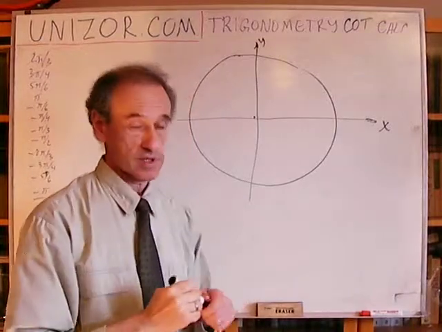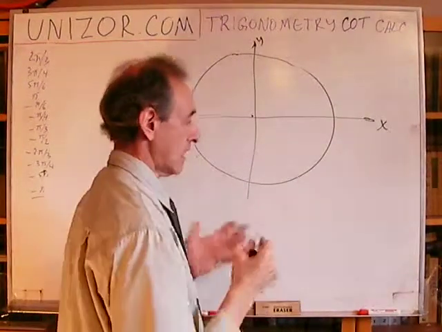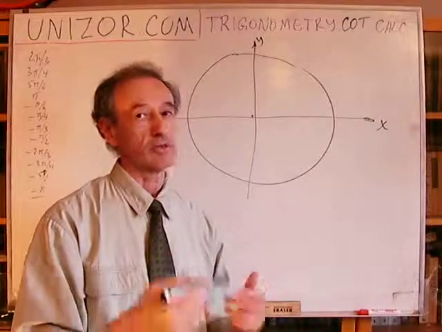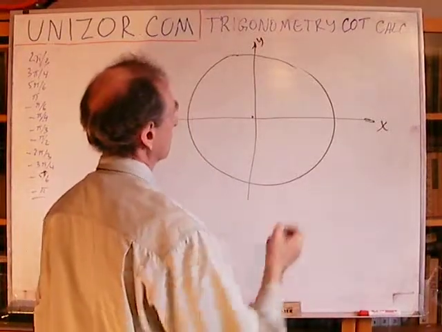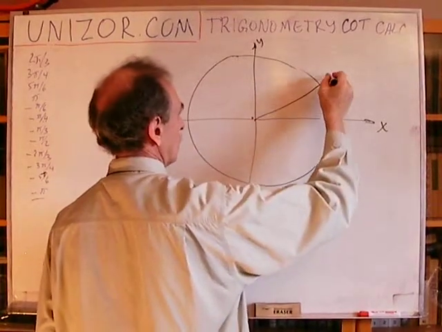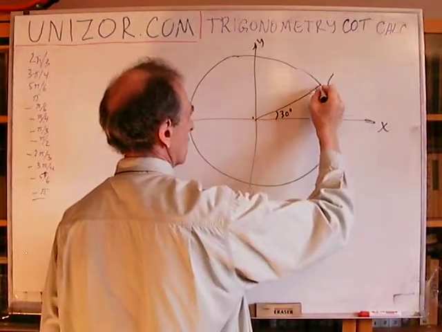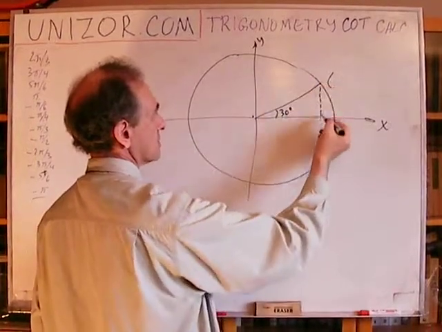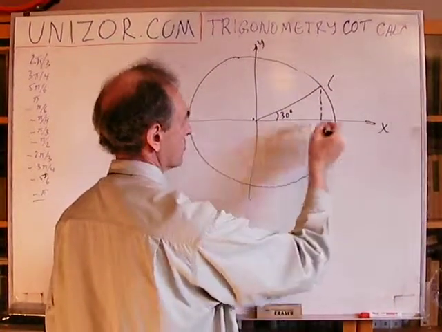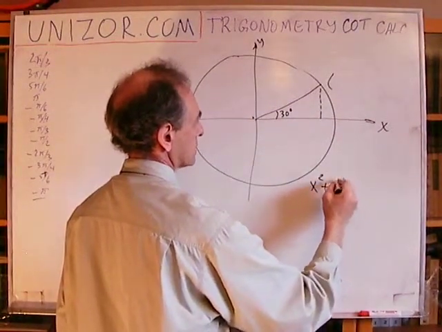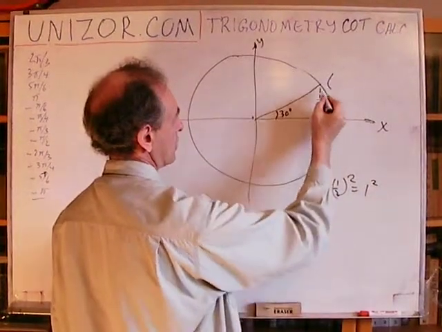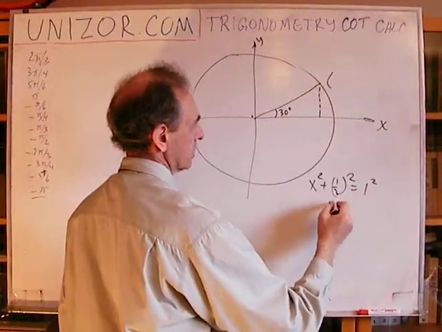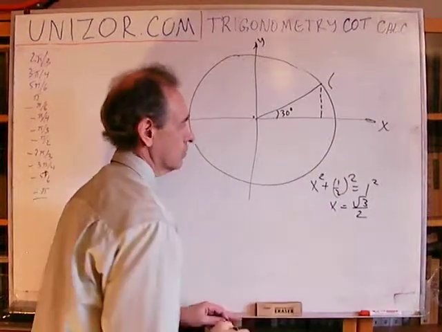Now, I do have to remember something, and the only thing I remember is that in the right triangle, if the acute angle is 30 degrees, then the opposite catheter is half of the hypotenuse. So this is the unit circle. If this is my point, which has 30 degrees, I know that this particular catheter is equal to half of the hypotenuse. Hypotenuse is 1, so this is 1 half. So this one is, from the Pythagorean theorem, x squared plus 1 half squared is equal to 1 squared, right? So this is 1 quarter, so this is 3 quarters. X is equal to square root of 3 over 2.